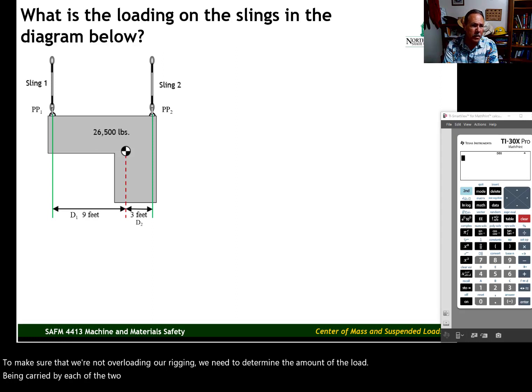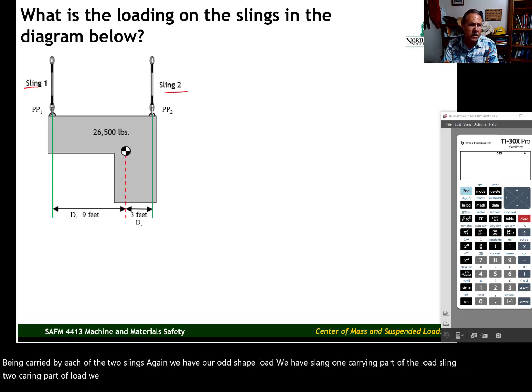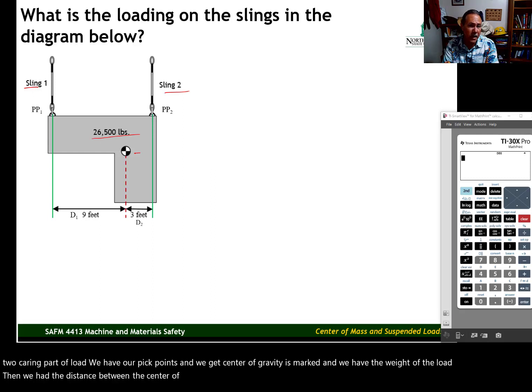Again, we have our odd-shaped load. We have sling 1 carrying part of the load, sling 2 carrying part of the load. We have our pick points, and we have center of gravity is marked, and we have the weight of the load. Then we have the distance between the center of gravity and each pick point. But more on that as we go along.